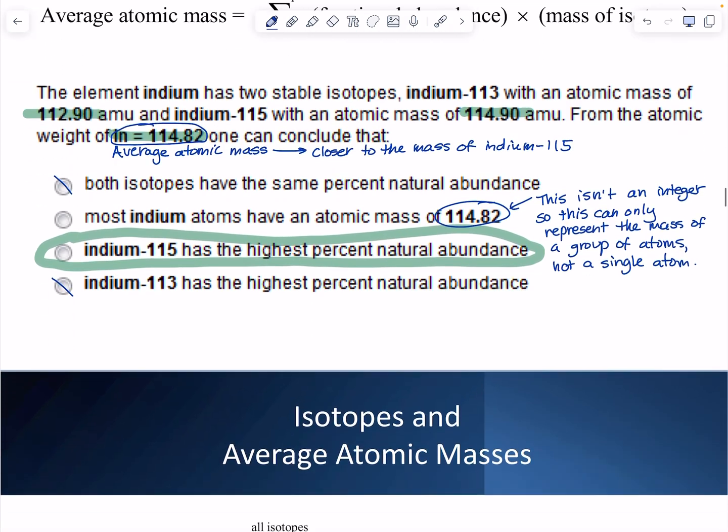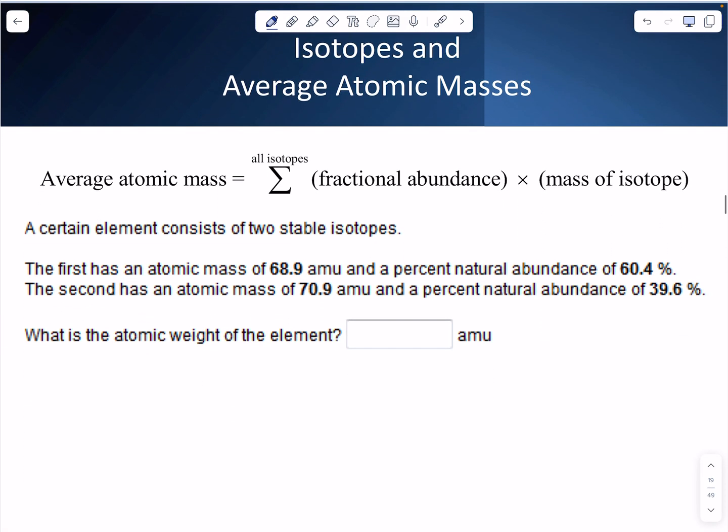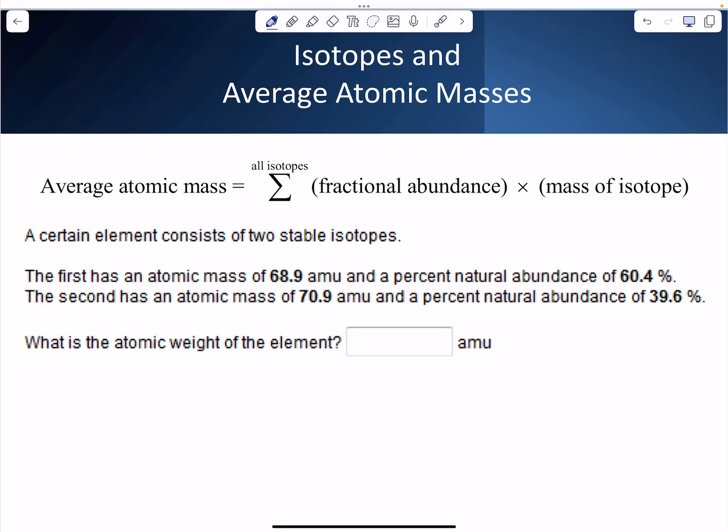All right, so we've got another element that has two stable isotopes, okay? The first one has a mass of 68.9 and an abundance of 60.4%. Okay, what's that going to be in terms of our fractional abundance? What number am I going to wind up putting into my formula? So remember to go from percentages to fractional abundance, we're going to divide by 100.